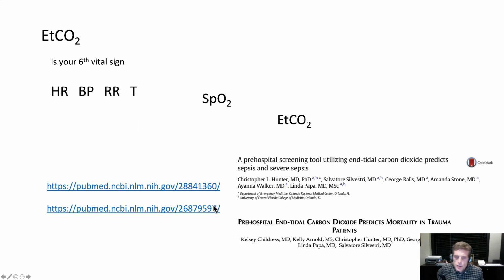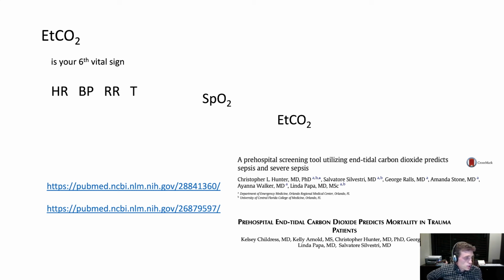Here's a couple studies just to kind of emphasize these points. These are both open access articles. The links are here and here. In this sepsis study, the first one there, lower end tidal CO2 levels were the strongest predictor. So what they did is they looked at these 6 vital signs and what best predicted sepsis, severe sepsis, and most importantly, mortality as pre-hospital variables. So they looked at all 6 of these values in the pre-hospital world, and the end tidal CO2, a low end tidal CO2, was the strongest predictor of mortality amongst these 6 vital signs.